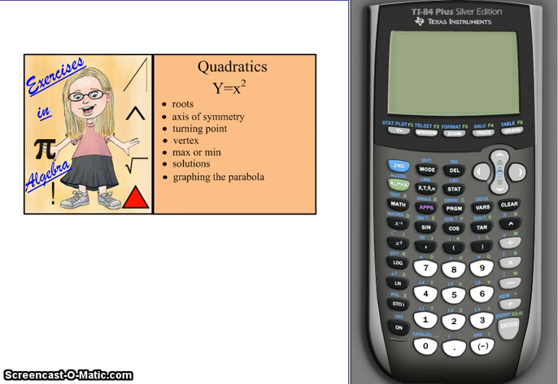Over the next 2 lessons, we're going to be talking about quadratics. Quadratic equations take the form of y equals x squared. We're going to be finding the roots, the axis of symmetry, the turning point, the vertex, whether the vertex is a maximum or a minimum, the solutions, and graphing the parabola as well. Today's lesson is on graphing a parabola.